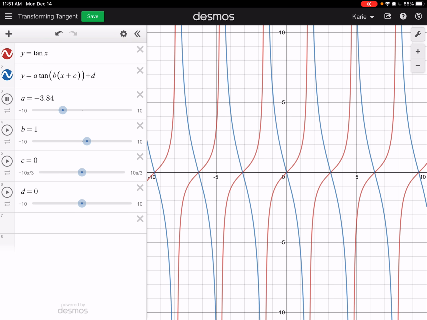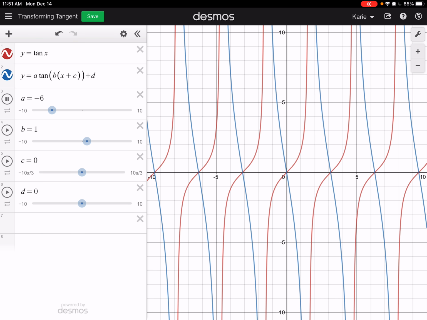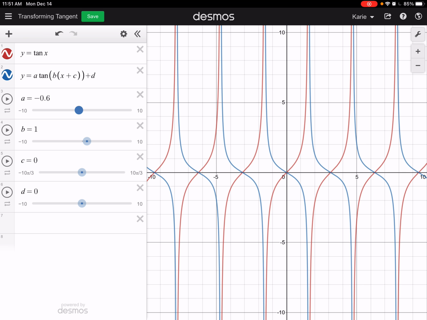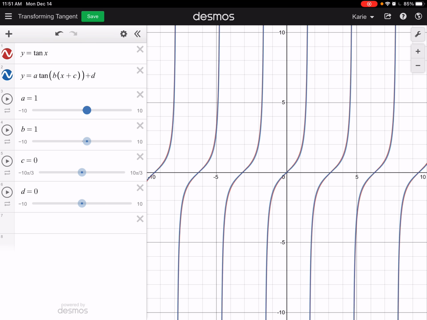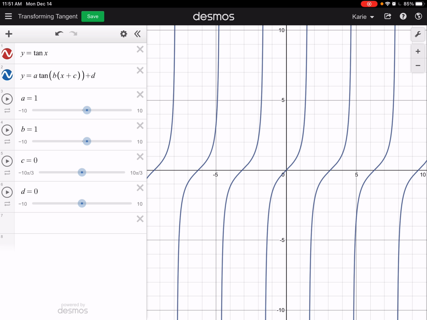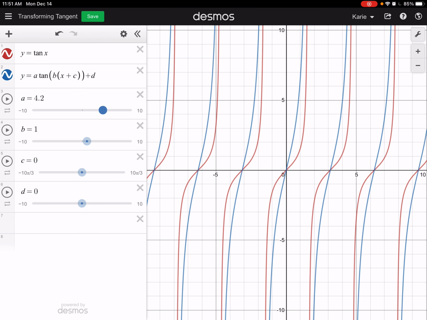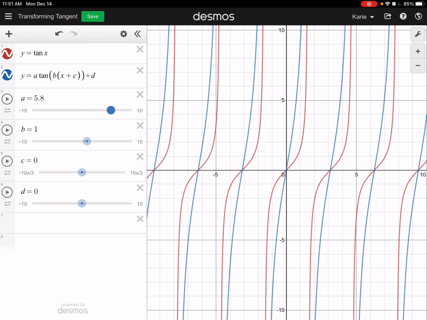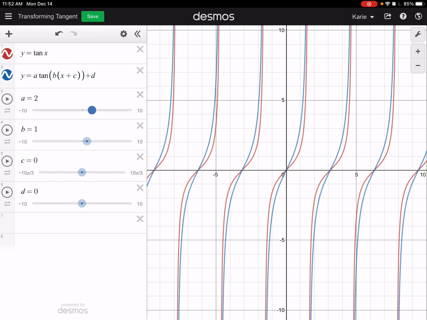What I care about is that you got the zeros in the right spot. That's where it changes concavity, so it's the inflection point. I care about where it changes concavity, and I care about its asymptotes. So when A becomes something out here, well, yeah, it's stretched, but I'm not overly thrilled by that.